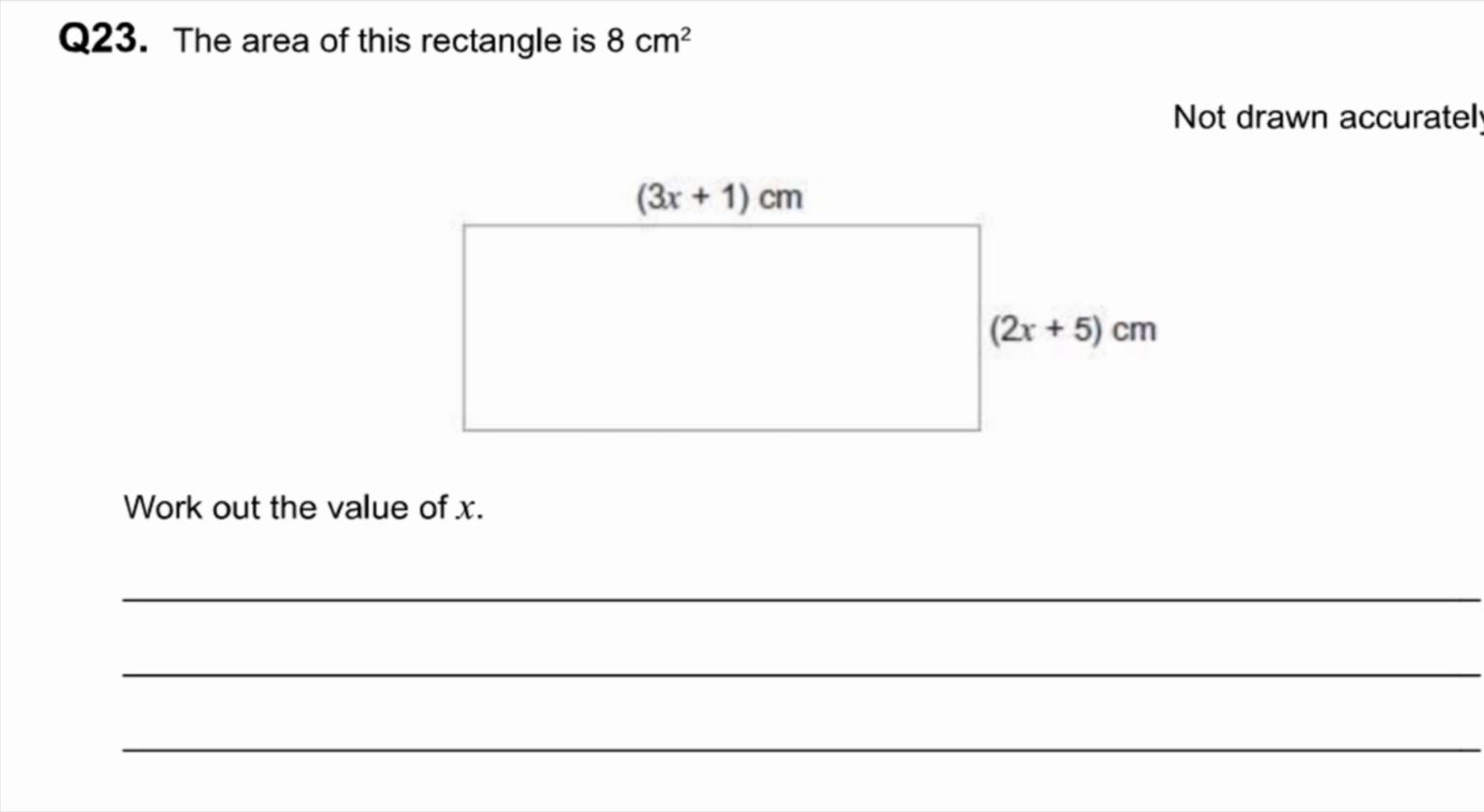Question 23, the area of the rectangle is 8 centimetres squared. Work out the value of x. So area is length times width. The area of this one is going to be the length, which is 3x plus 1, times the width, which is 2x plus 5. So we've got a pair of double brackets. If I'm going to multiply those out, 3x and 2x is 6x squared, 2x and 1 is 2x, 3x and 5 is 15x, 5 and 1 is 5.